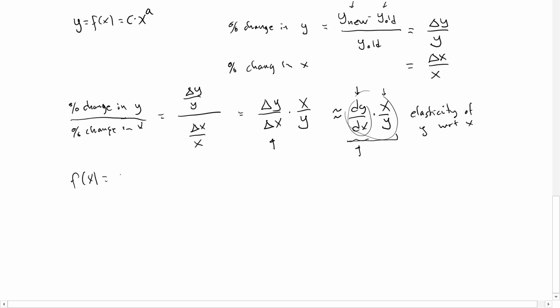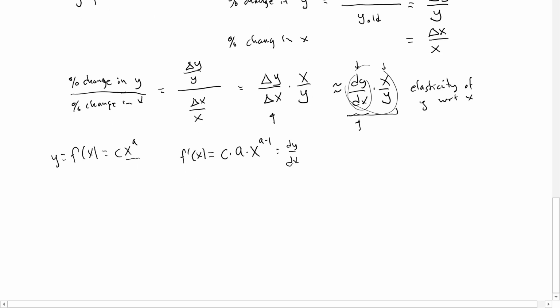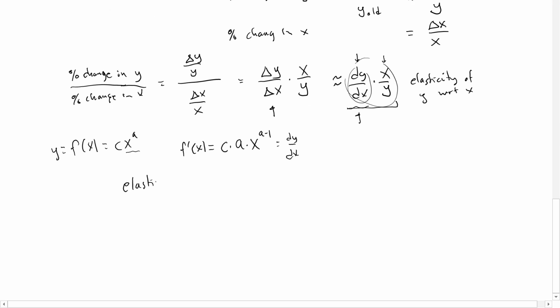If f of x is c x to the a, it's easy to find the derivative. That's just c times, differentiating a power function, the exponent goes in front and we decrease it by 1 unit. So that's the derivative. That's dy dx. So the elasticity is then equal to dy dx, c times a times x to the a minus 1, multiplied by x divided by y. And y is this whole thing, c x to the a.